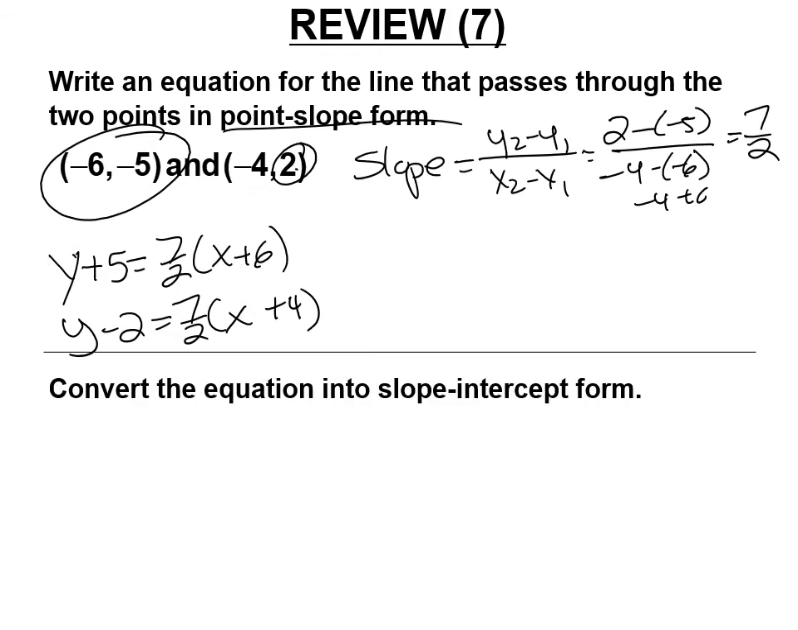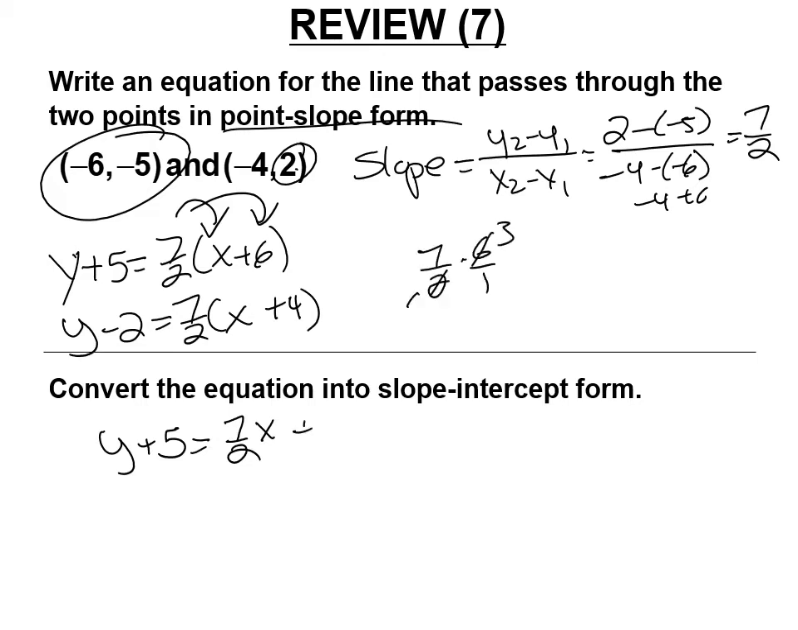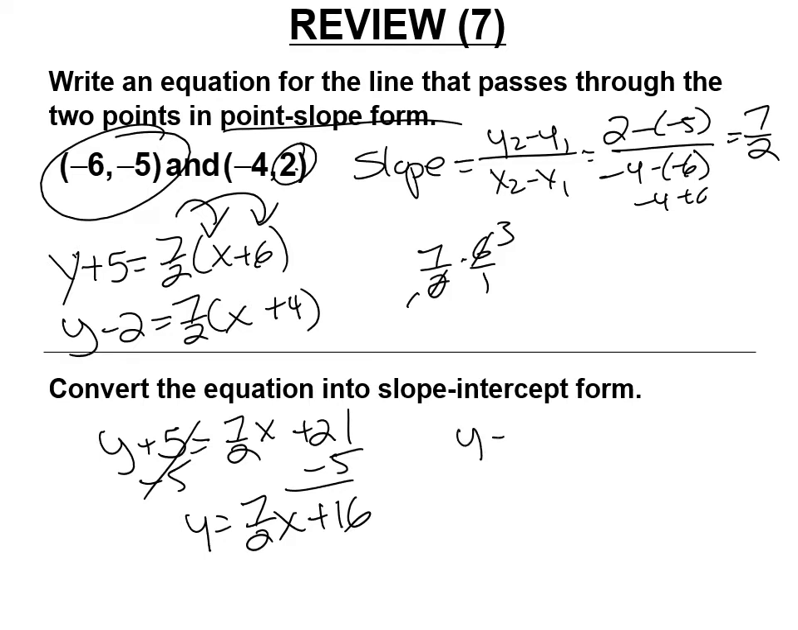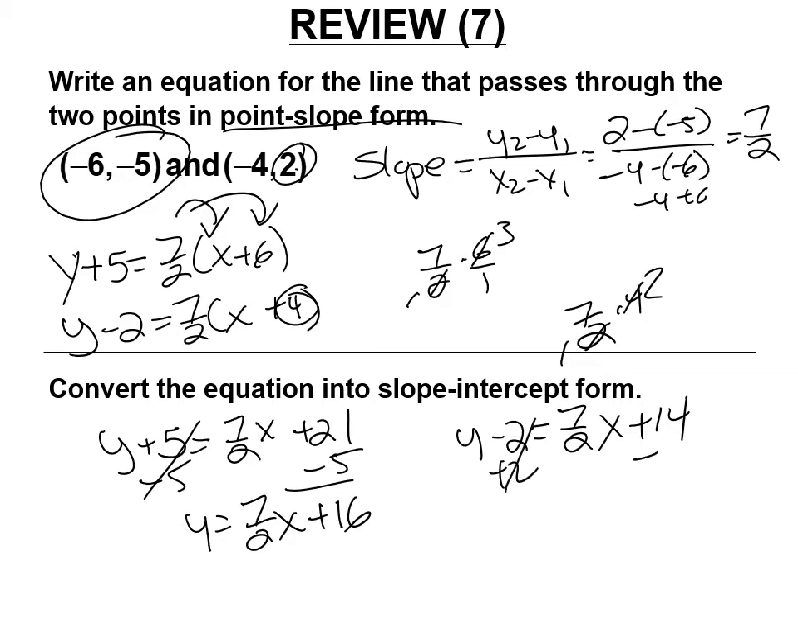Okay, so let's prove that. I'm only going to do it once. But y plus 5 equals 7/2 times x plus 6. I'm going to do the distributive property. 7/2 x, 7 halves times 6 is 21. Subtract 5 from both sides. Y equals 7 halves x plus 16. All right, I'll do the other one just to make sure, show you that they make the same one. Distributive property, you get y minus 2 equals 7 halves x, 7 halves times 4, right, is 14, right? Add 2 to both sides. Yep, you get the same one. Y equals 7 halves x plus 16.